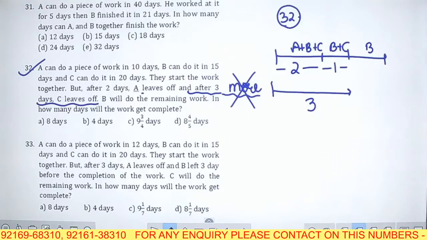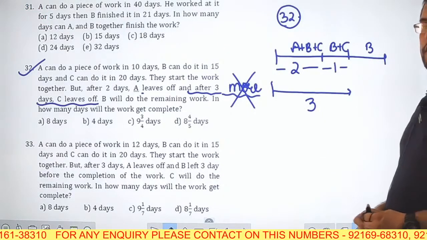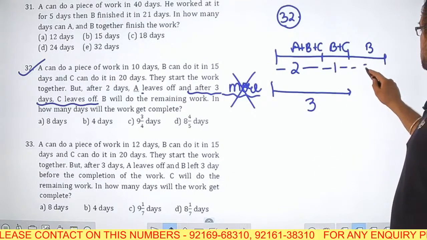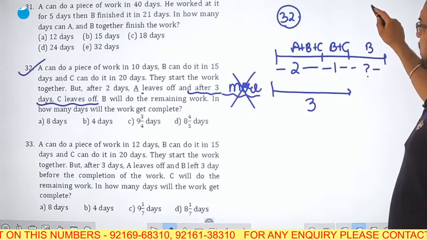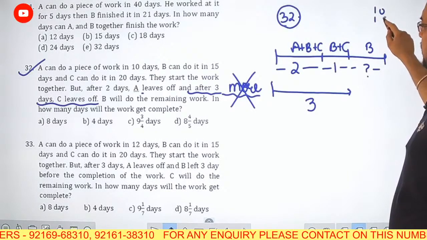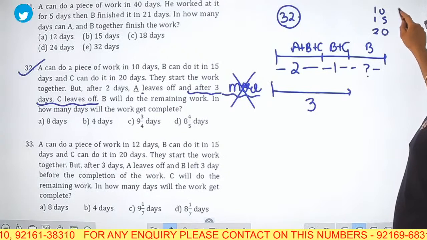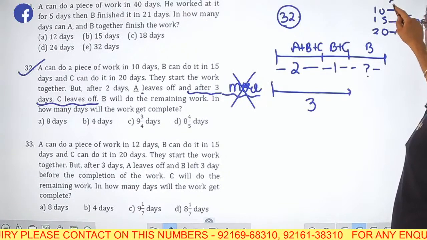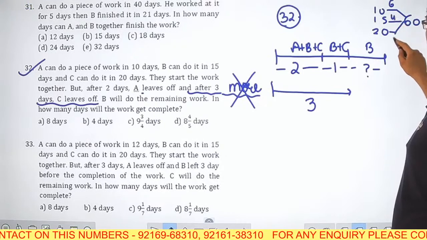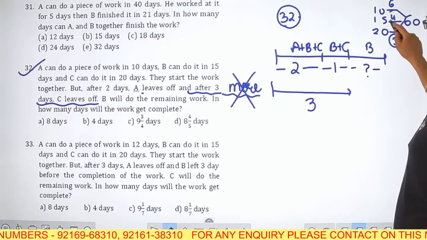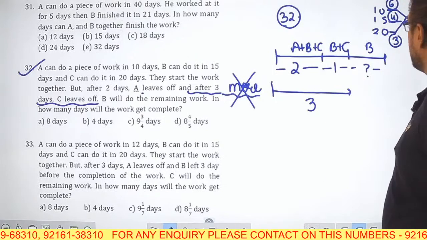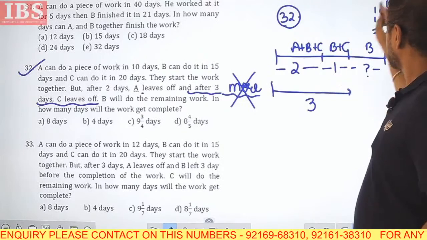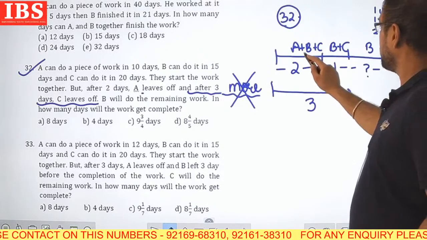If this point is clear, this is the most important point. If this point is clear, then this question is easy. We need to calculate this days. We know that A is 10, B 15 and C 20. The LCM of all these values will be equal to 60, and 60 divided by 10 is 6. This is 4 and this is 3. So we have their efficiency. This is 6, 4 and 3. 6 plus 4, 10, plus 3, 13. So 13 is the efficiency.